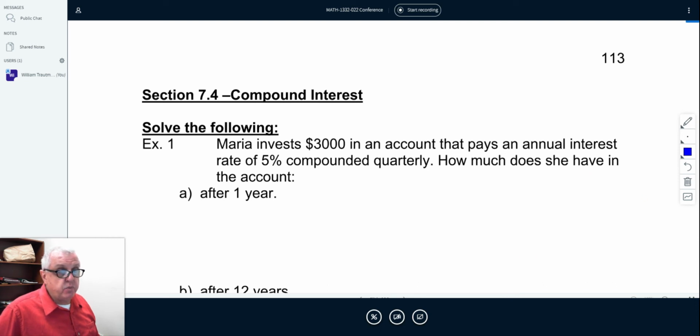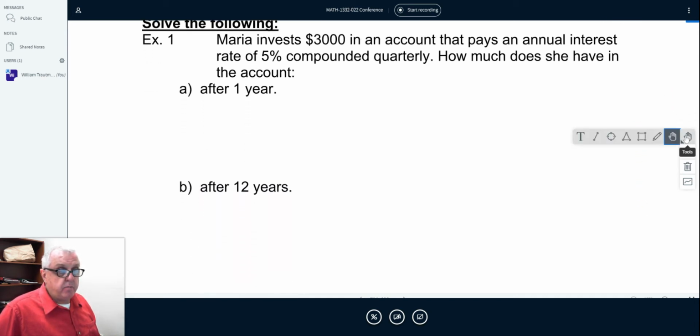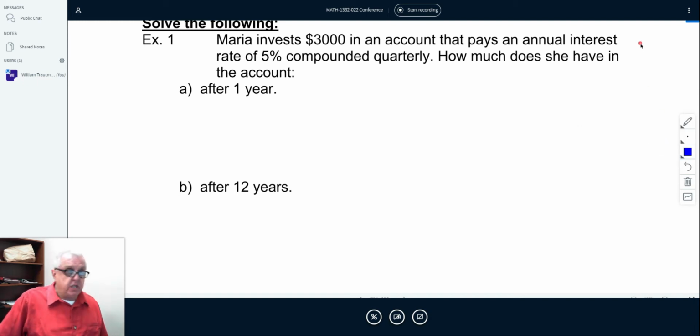And we're going to do 1B. 113 and 1B. Okay, so Maria invests $3,000. This is our starting point, our principal. That pays an annual interest rate of 5% compounded quarterly. So N equals 4. Quarterly means 4 times a year, right?